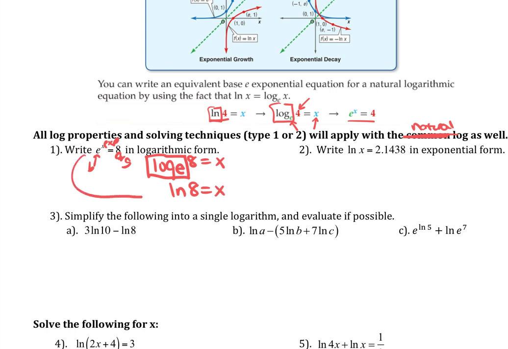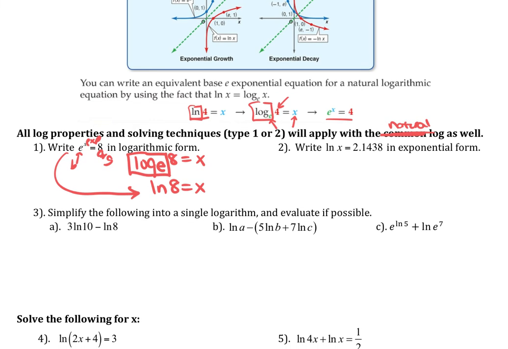And the goal would be to go right from here to here once you have a better understanding of what natural log is. And then number 2 is just going in the opposite order. ln is equivalent to log base e. Again, nothing that you have to write, but if it helps, then you can clearly see what's the base, what's the exponent, what's the argument. So this would be e to the 2.1438 power is equal to x.